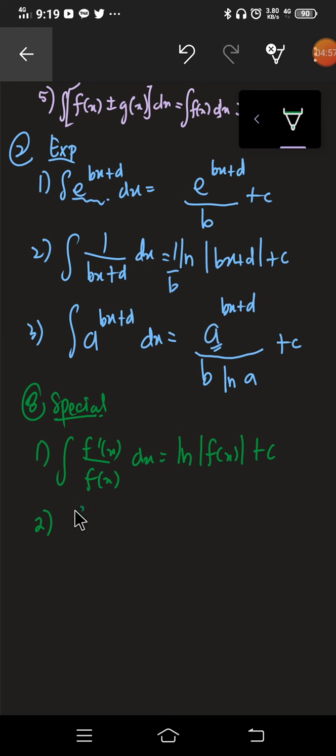And then the second one is integration of f prime x multiplied with e to the power of fx with respect to x. So directly it's e to the power of fx plus c.